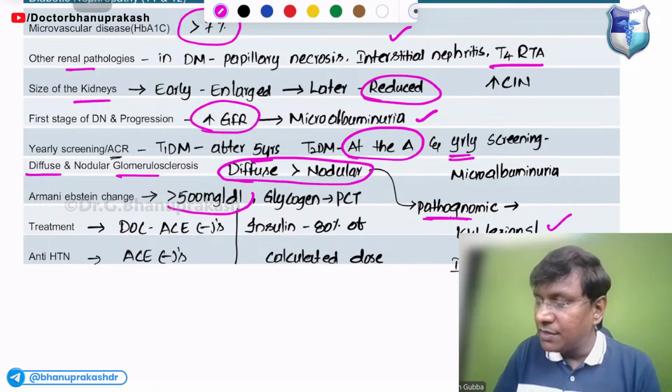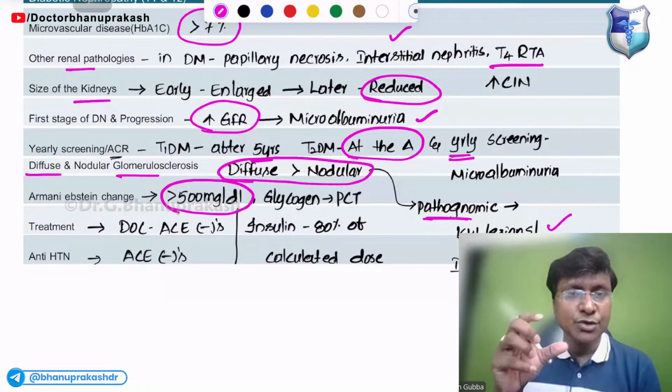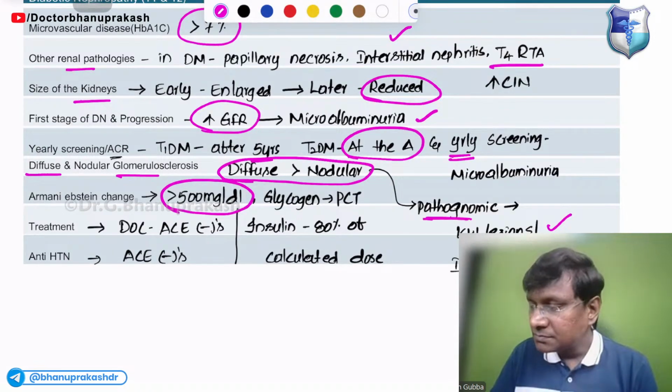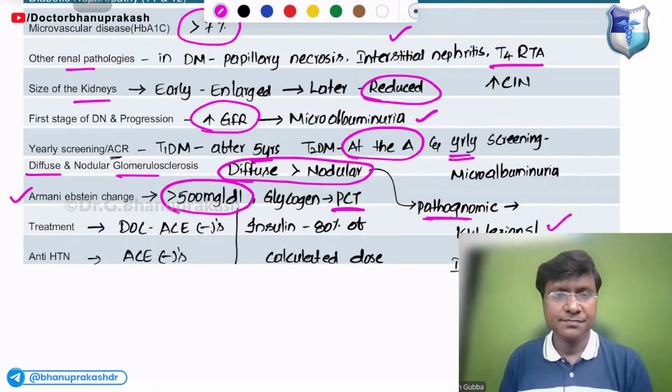When the blood glucose level is more than 500 milligrams per deciliter, the glucose is accumulated in the form of glycogen in the proximal convoluted tubule. That particular change is called the Armanni-Ebstein change.